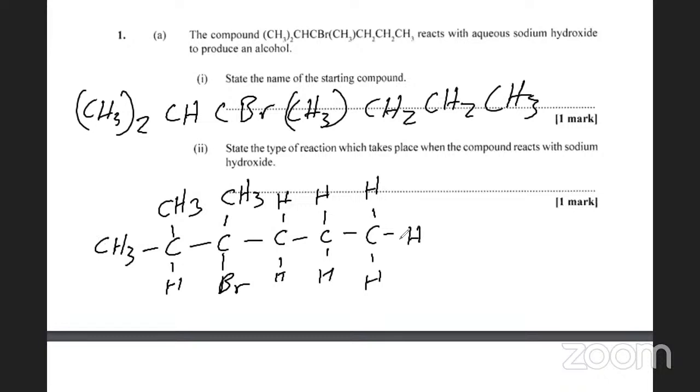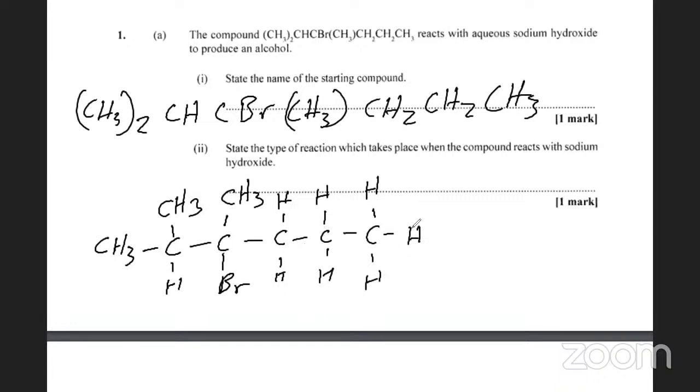Just replying to a comment: the reaction with potassium permanganate is for alkenes and alcohols. It's oxidation. The alkane will not be oxidized. So potassium permanganate and dichromate react with alkenes and alcohols.